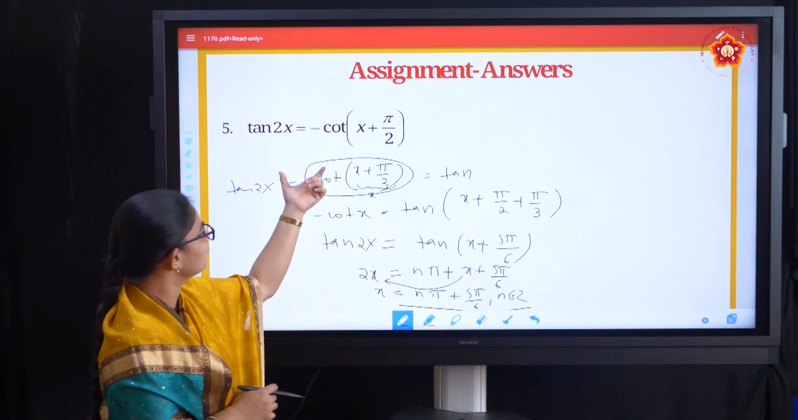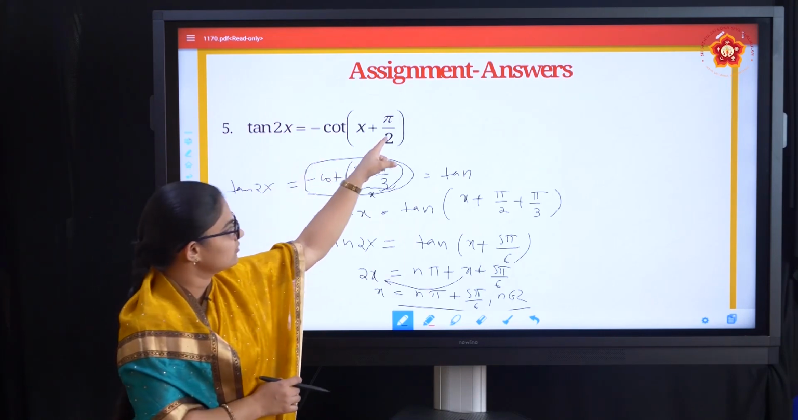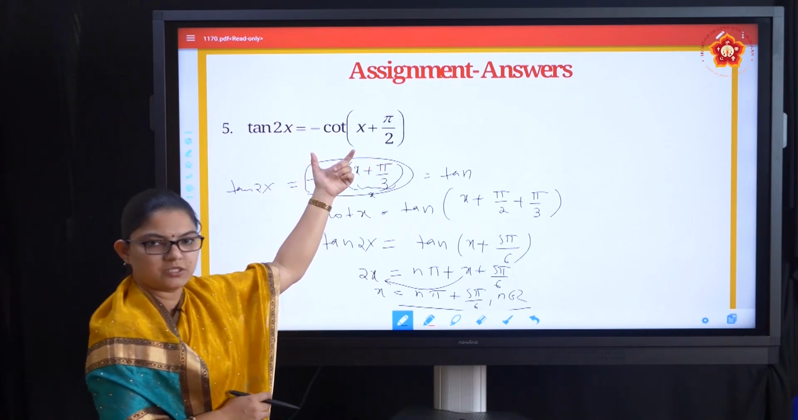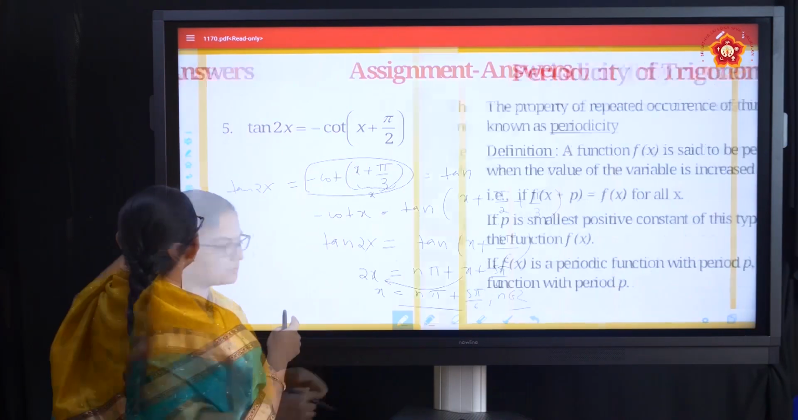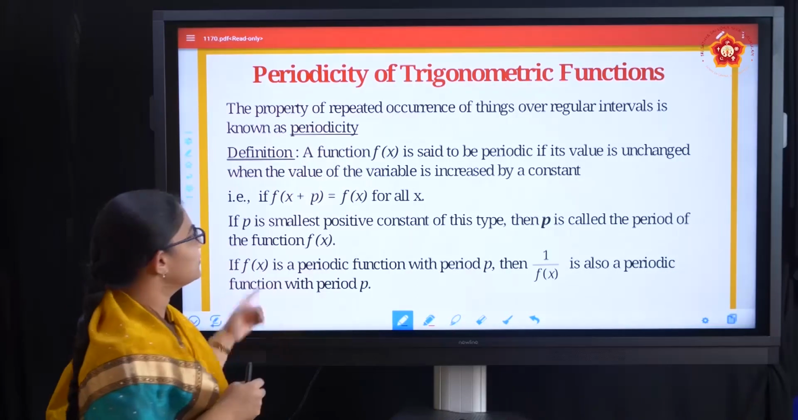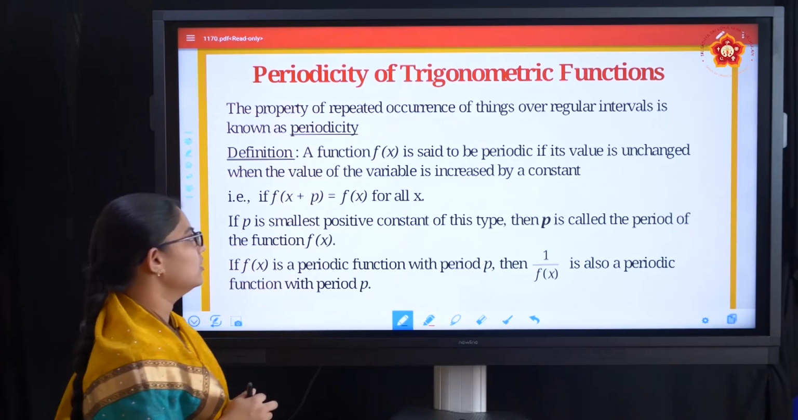Similarly we can prove for any of the angles, that is if in place of pi by 2 we have some pi by 6 or pi by 4, anything, we can perform the same method. Now let us discuss about periodicity of the trigonometric functions.